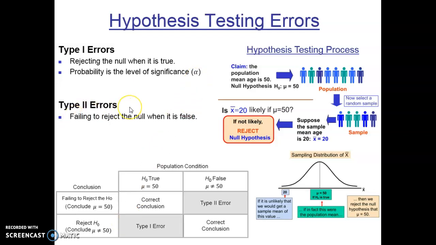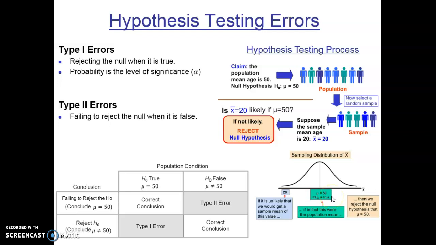Now let's talk about type 2 errors. This is failing to reject the null when the null is false. Let's say that we collect the same data, okay, and in this case, we get a population mean of 50. That's our hypothesis, but it's wrong. It's false. The population mean is a different value. And when we collect our sample, we get a value that is not in the rejection region. So we fail to reject the null, even though it is false.